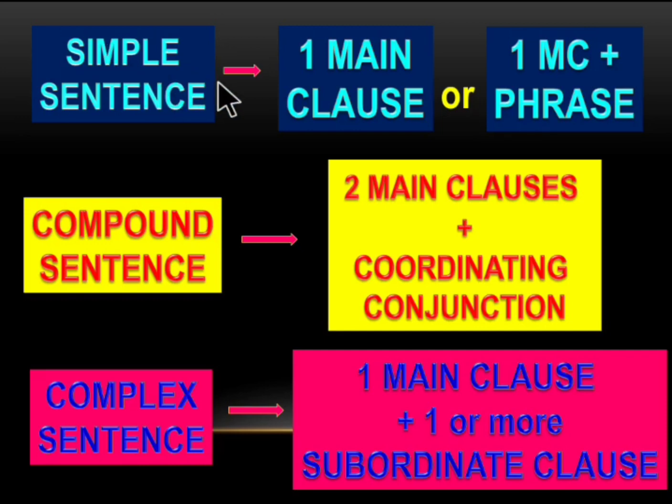How to write a simple sentence? A simple sentence has one main clause. It will be either just one main clause, or it may be one main clause plus a phrase. A compound sentence has two main clauses and it is combined using the coordinating conjunction. A complex sentence has one main clause and one or more subordinate clauses. So we also understood how to frame or identify the three types of sentences. I guess you're clear with the topic.